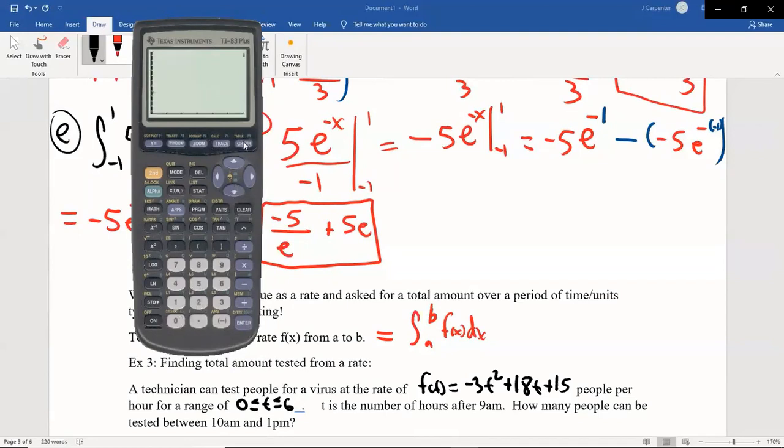Boom, there we go. So that was a rate. This does not tell us how many we've tested at a specific point, because we're testing more and more as the day goes on.